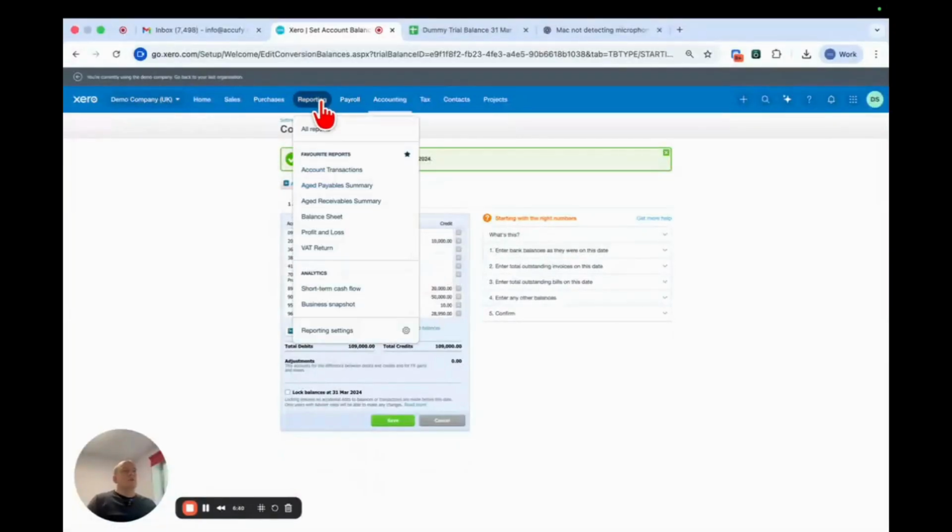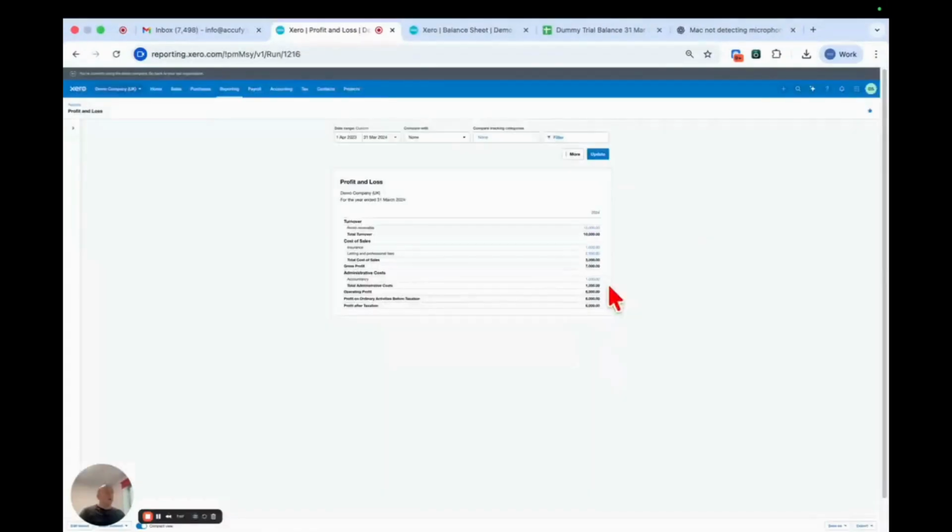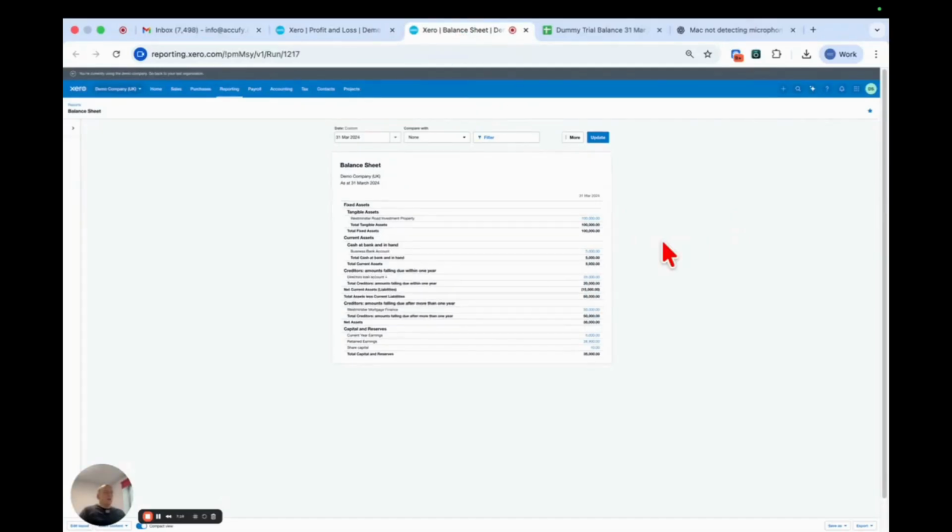We can go into reporting. We'll open up a balance sheet and a profit and loss. Okay, with the profit and loss, we'll see that the figures we put in for income and expenses all appear in here, which is good. Then we go to the balance sheet. We'll be able to see that all of the assets and liabilities and equity have been added in correctly here as well.